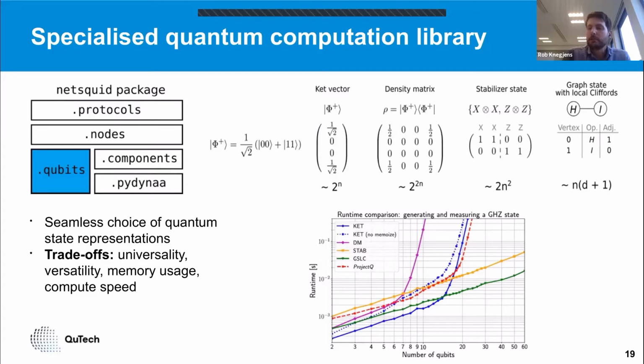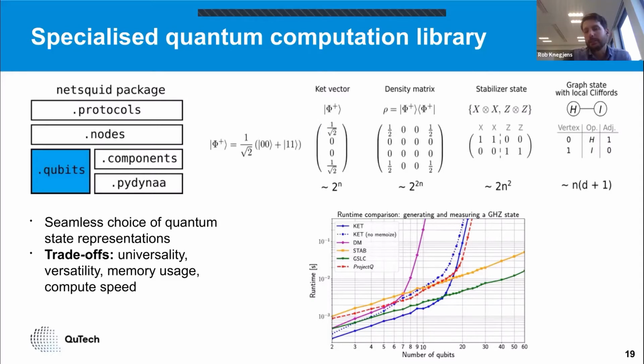The user can also choose one of these other two representations, the stabilizer states or graph states with local Cliffords. These are not universal representations, so they can't represent universal quantum computation because they miss certain gates. They only support what are called Clifford gates, but they're much more efficient to store in memory. Certain quantum networking protocols only require Clifford gates in certain types of noise. For instance, all the Pauli gates are included in the Clifford gates.